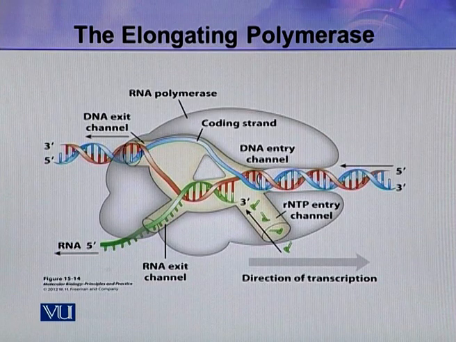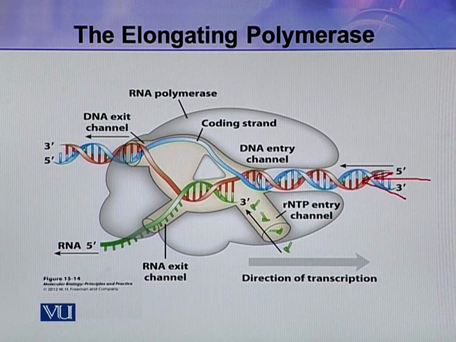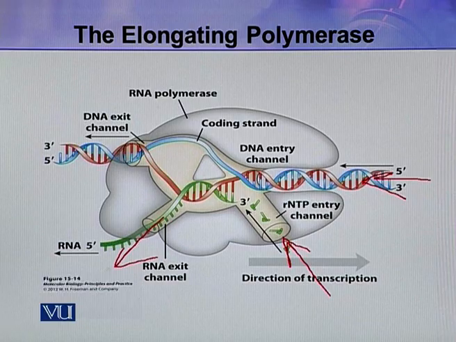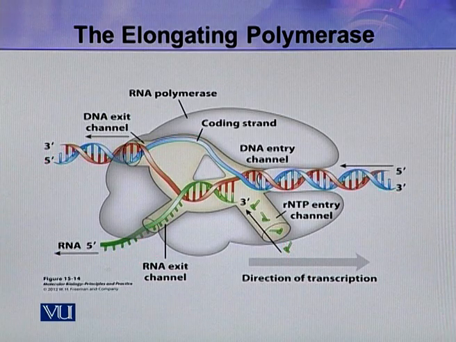So here you can see different channels and different points of entry. This is the point of entry of double-stranded DNA. This is the point of entry of ribonucleotides. This is the exit point for RNA, newly synthesized RNA, and this is the exit point for double-stranded DNA, while these two are exit points for single-stranded DNA molecules. So this is the structure of polymerase.